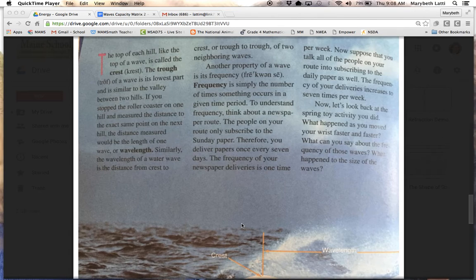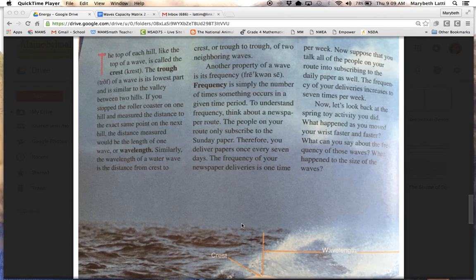Frequency is simply the number of times something occurs in a given time. To understand frequency, think about a newspaper route. The people on your route only subscribe to the Sunday paper. Therefore, you deliver papers once every 7 days. The frequency of your newspaper deliveries is one time per week. Now suppose that you talk all the people on your route into subscribing to the daily paper as well. The frequency of your deliveries increases to 7 times per week.